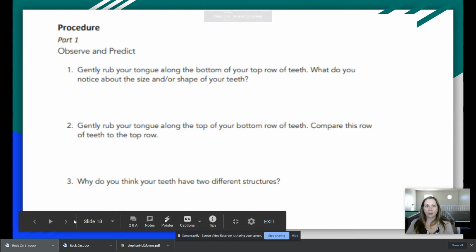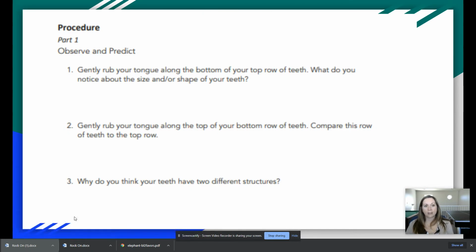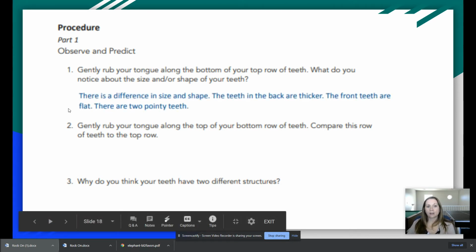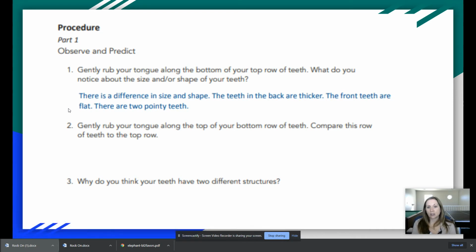All right, welcome back. Hopefully you did your experiments. We're just going to talk about these questions. When you gently rubbed your tongue along the bottom of your teeth, what do you notice about the size and shape of your teeth? You should have seen that there is a difference in size and shape. The teeth in the back are thicker, the front teeth are flat, and there are 2 pointy teeth.